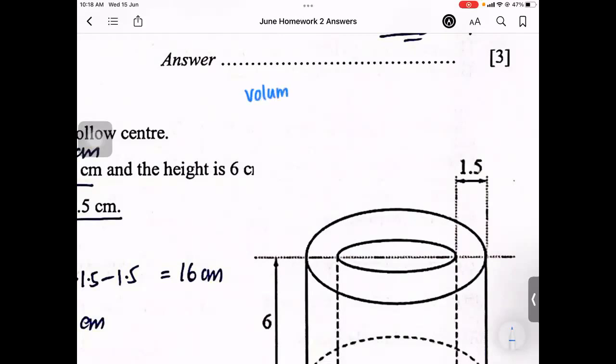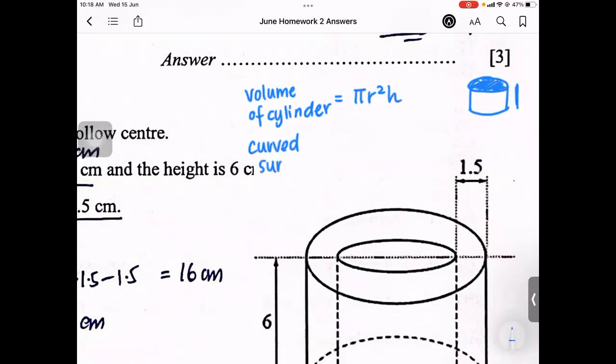Volume of cylinder. Okay, what is the volume of cylinder? Cylinder base area is a circle. So this one is pi r squared times the height. Okay, curved surface area.